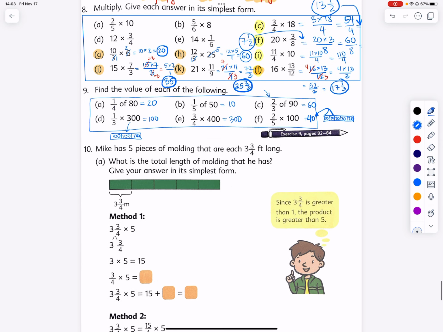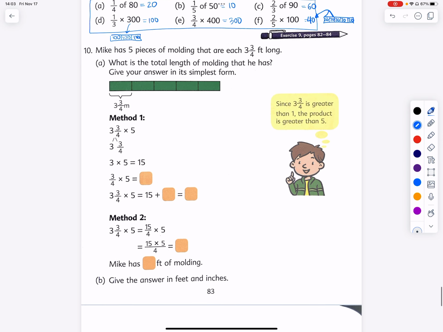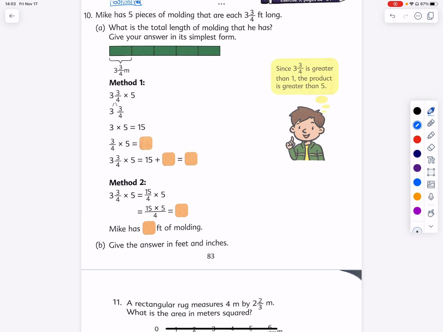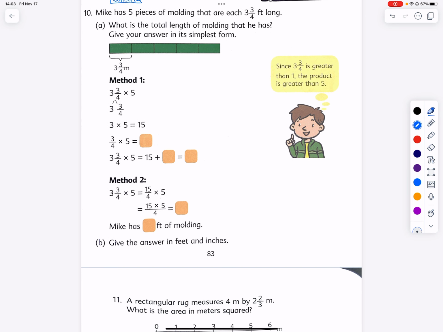With multiplication of fractions. This is grade 5, Singapore Math, page 83. Let's, again, as always, start with a word problem. Mike has 5 pieces of molding that are each 3 3/4 feet long. What is the total length of molding that he has? Of course, give your answer in the simplest form.